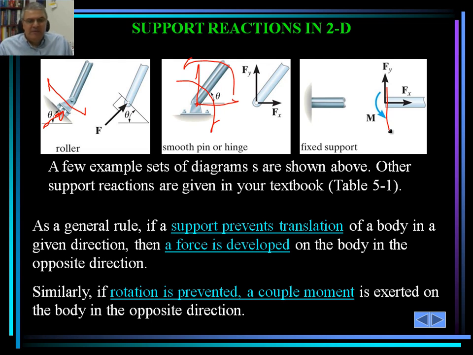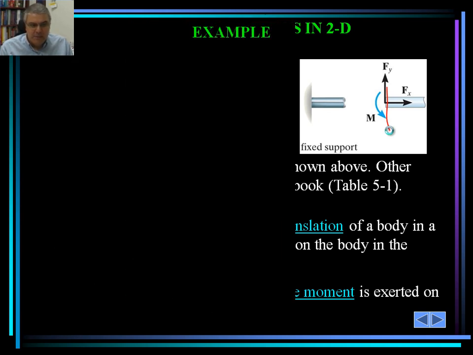So let's get more tuned in with the correct terminology. As a general rule, if a support prevents translation of a body in a given direction, then a force is developed on the body in the opposite direction. That would be called a reaction. Similarly, if rotation is prevented, of course, a couple moment would be exerted on the body in the opposite direction at the point in which it is prevented from rotating. So that's the absolute correct terminology that I just used.